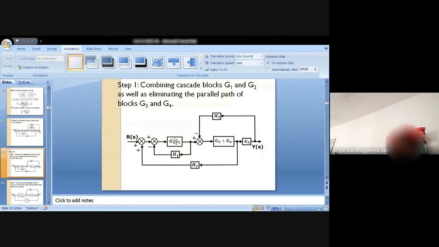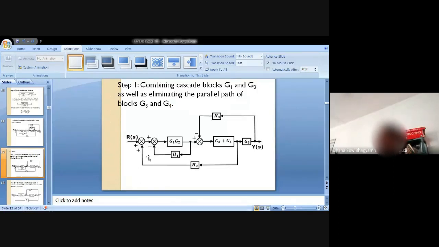Okay. So I have combined these cascade blocks and eliminated the parallel path. Now what comes to my mind is, I can see a feedback path here, a smaller loop with a feedback path. I can eliminate this feedback path in step number 2. This is a smaller loop, isn't it?